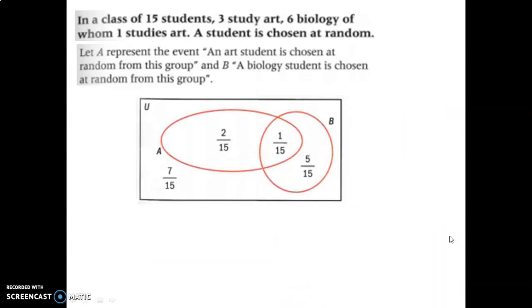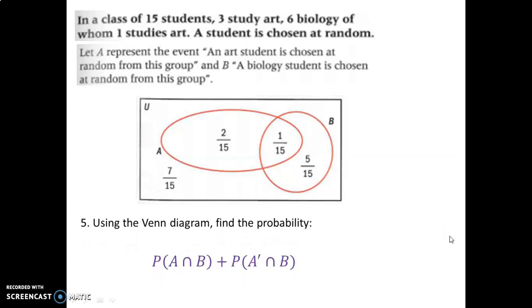Okay, great. Next thing we're going to do with this is use the Venn diagram to find this probability. This one here, a little bit longer of a probability statement. All right, let's see how you did. So the answer to that is 6/15. And the reason for that is because these two combined basically represent the whole biology group, which is in total 6 out of 15. Let's look at that in pieces.